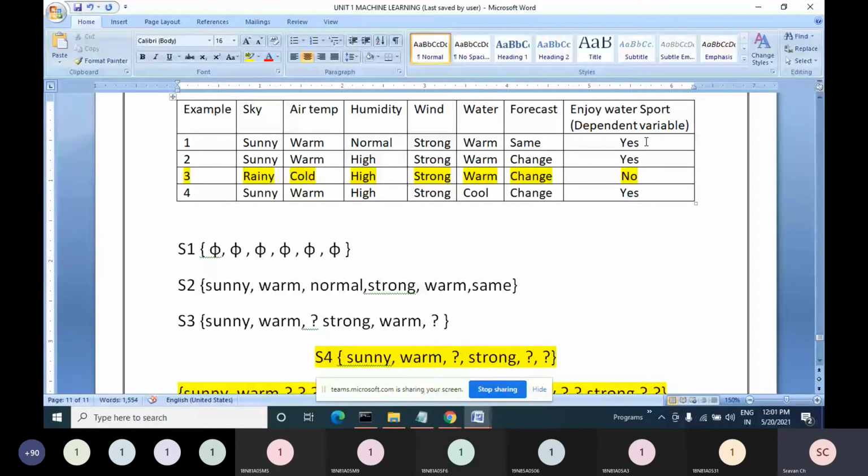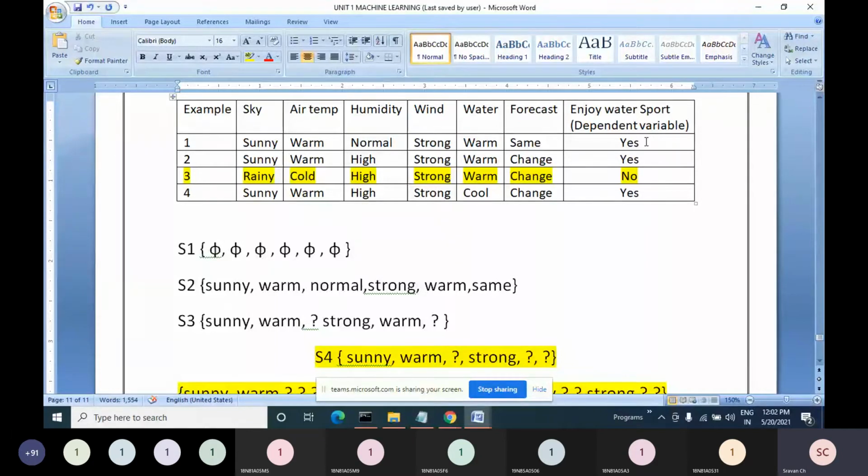Now 972 records I don't have with me. I have only 4 records. By looking at 4 records, I will try to construct a mathematical function, or I'll try to generate a hypothesis. Based on that hypothesis, I should be able to predict. See, I have only 4 examples. For the remaining conditions also, I should be able to predict whether my friend will go for a water sport or not.